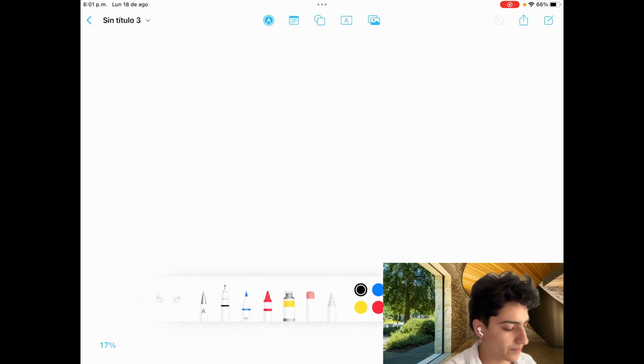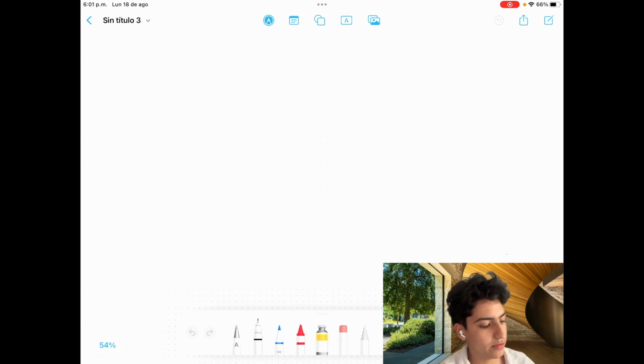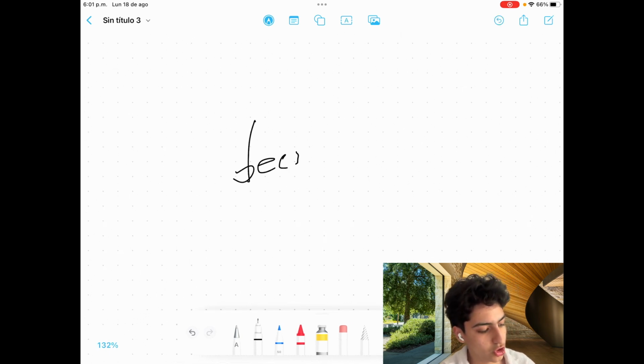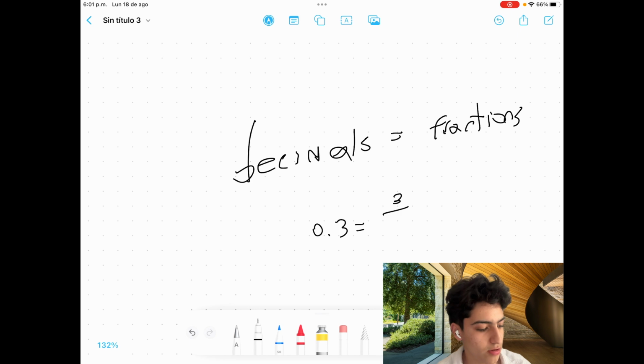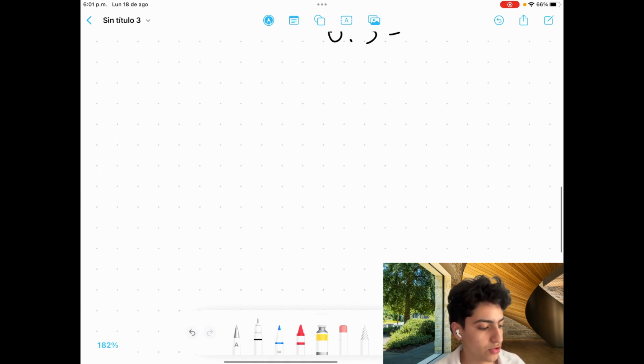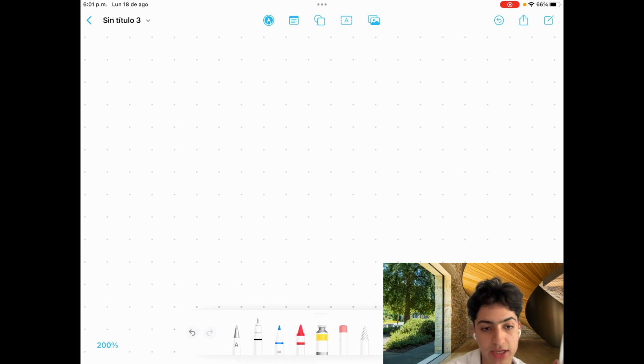So here's the thing. Basically, as we already know, decimals are the same as fractions. I'm going to cover that. For example, 0.3 is the same as 3 over 10. I'm not going to cover that for now, but let's just go straight to it. So let's go with addition and subtraction.